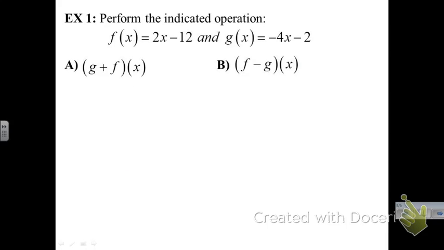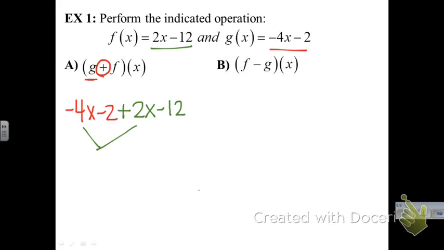So here we are, we're going to practice them. We're going to perform the indicated operation. On A, the indicated operation is to add. So we're going to take the g function, which is all of this, and we will add the f function, which is this, the 2x minus 12. And then from here, you will combine like terms. A negative 4x plus a 2x is a negative 2x, and you'll combine these other like terms. Negative 2 minus 12 is negative 14, and since those are not like terms, you can't add them or subtract them, and that is your final answer.